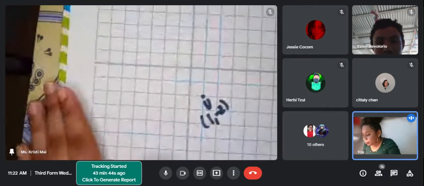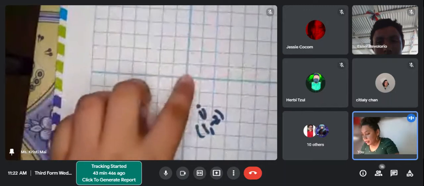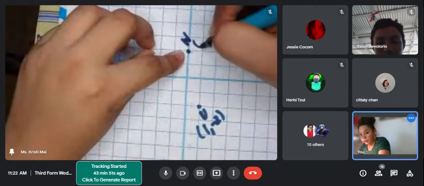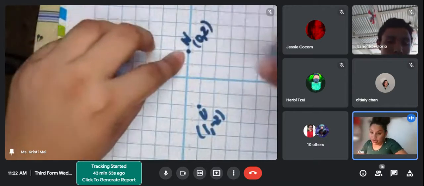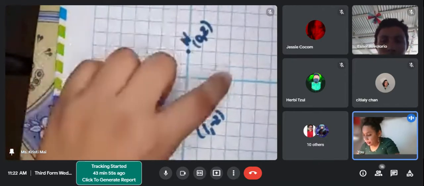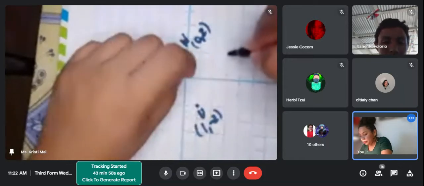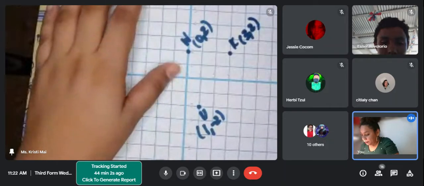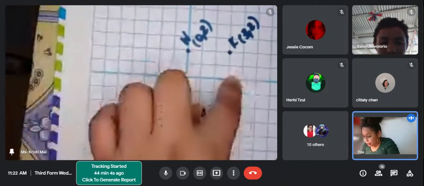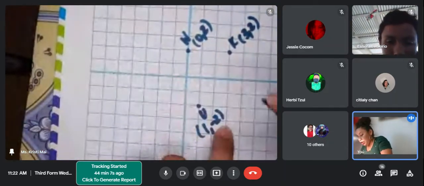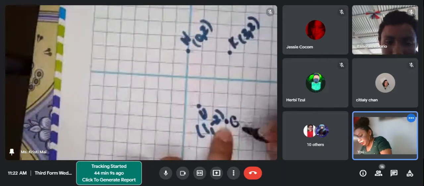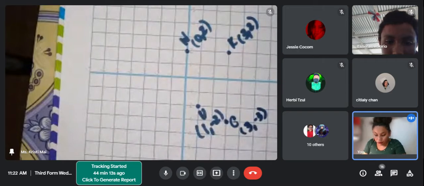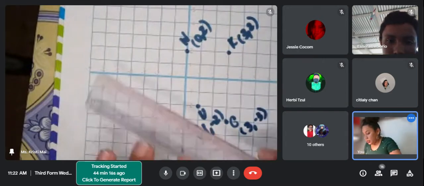I have W. W is 0 on the x, and then 2 right here. W, 0, 2. I have K, which is 3, 2 right here. And then I have G, and G is 3, negative 3. So G is here. And then I can connect the dots.